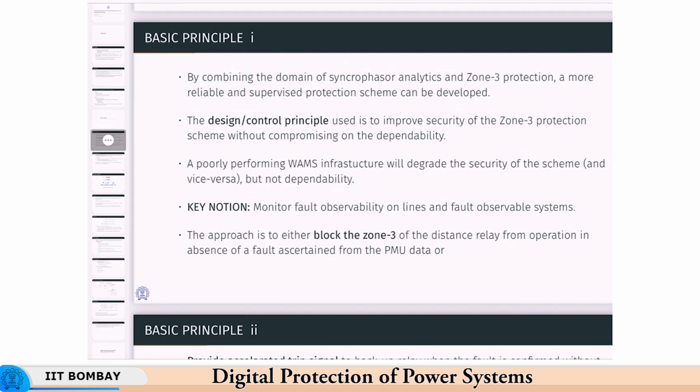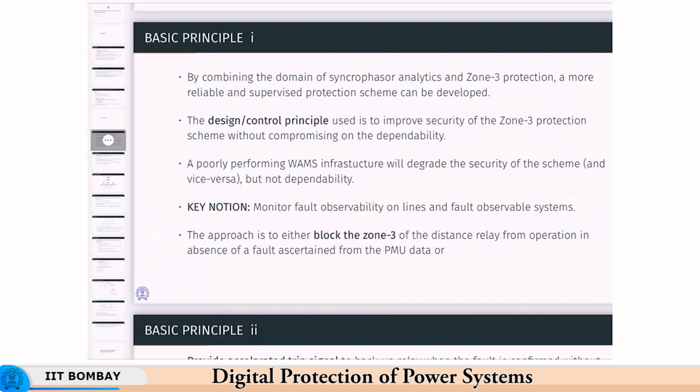Okay, so the design and control principle is used to improve the security of the zone 3 without compromising on the dependability. If you remember, in one of the first few classes that we did, we described the attributes of protection: security, dependability, reliability, sensitivity, selectivity. So, in that, dependability of course characterizes the correct operation of the relay. Does it trip when it is required to trip? Okay. And security of course characterizes the incorrect operation, meaning does it not trip when not required to trip. Okay.